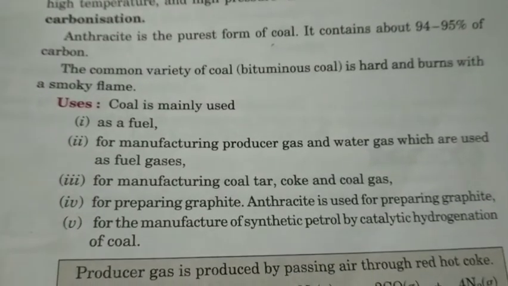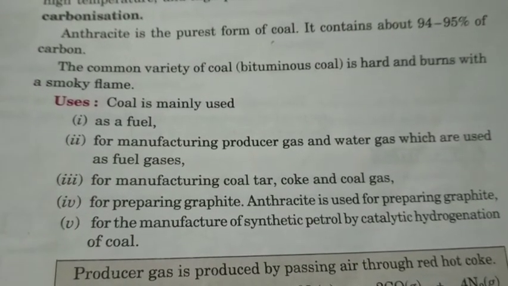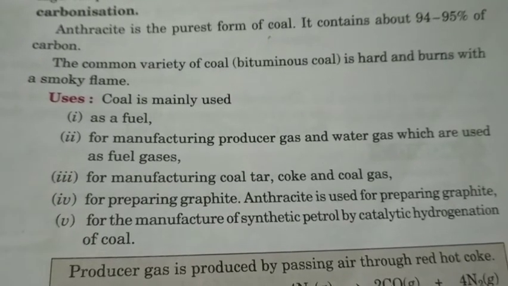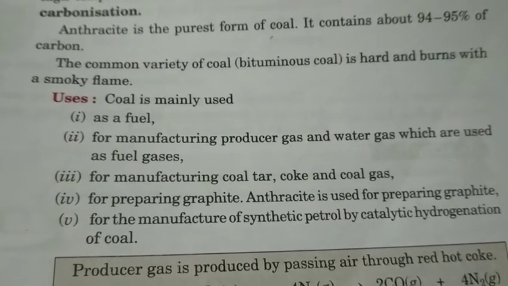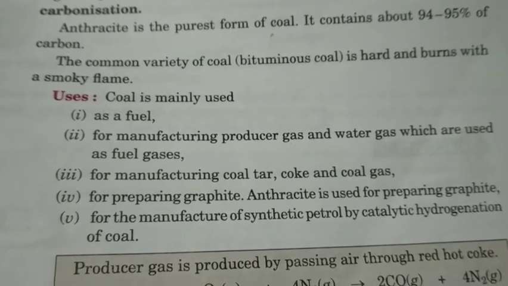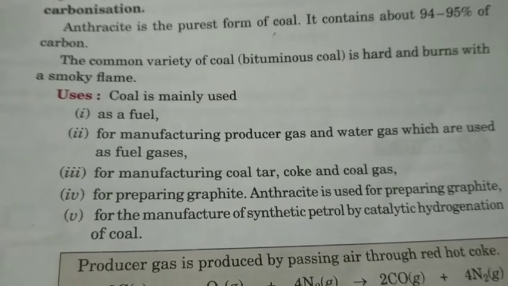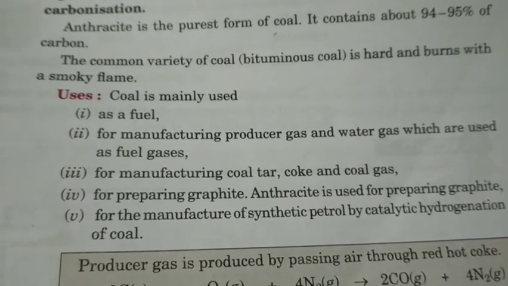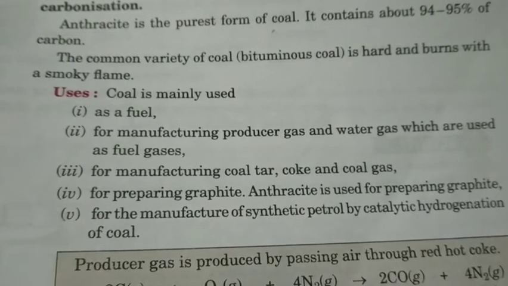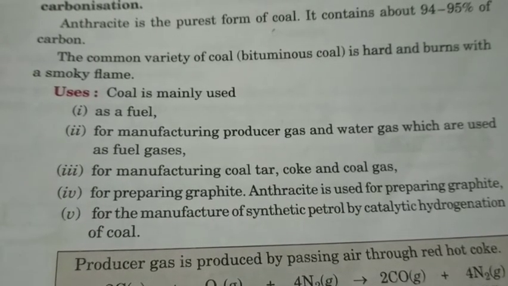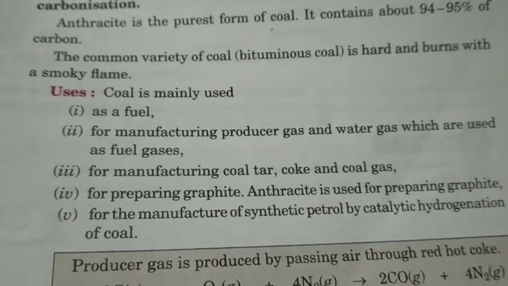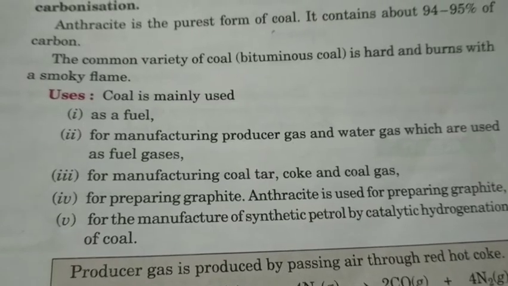Now let's move to the uses. Coal is mainly used as a fuel. It is used for manufacturing producer gas and water gas, which are used as fuel gases. It is used for manufacturing coal tar, coke and coal gas. For preparing graphite, anthracite is used. It is also used for the manufacture of synthetic petrol by catalytic hydrogenation of coal. You will learn this catalytic hydrogenation in the higher classes.